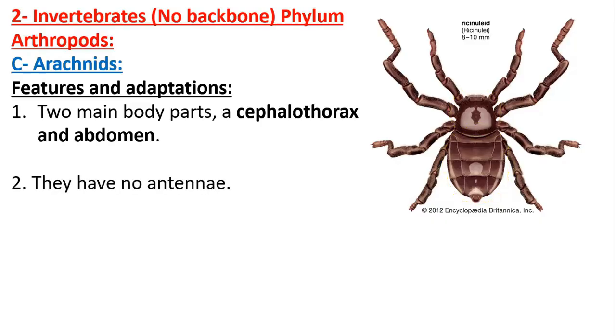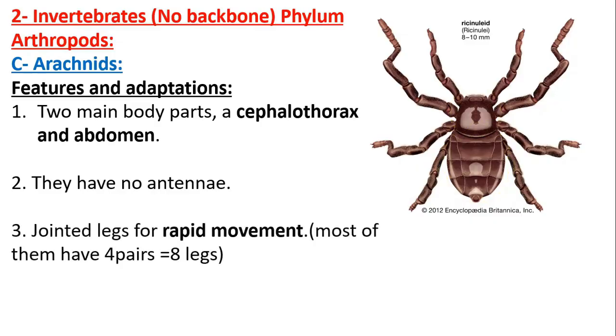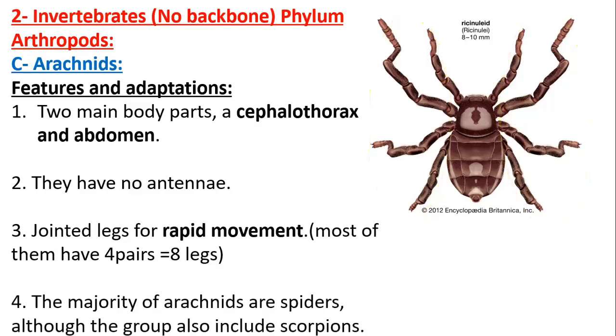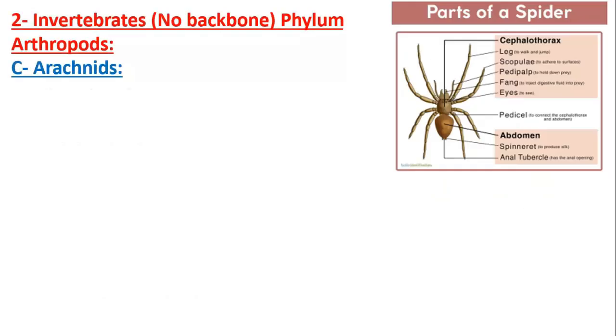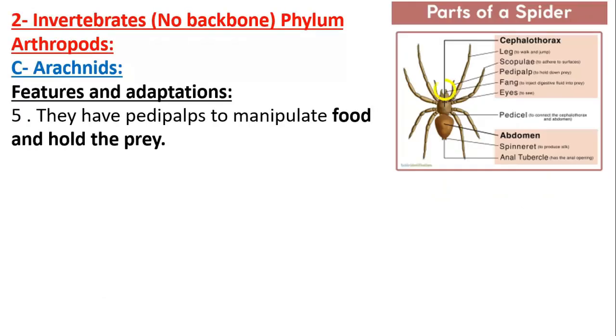They don't have any antennae. They have 8 legs for movement. They have 4 pairs. If it's 8 legs, it's 4 pairs. Of course, they are jointed legs for rapid movement, as you can see. The majority of arachnids are spiders, but are they only spiders? No, we have also scorpions in this group.